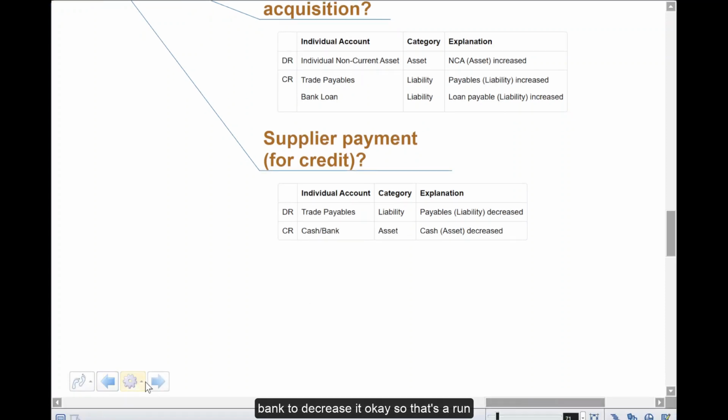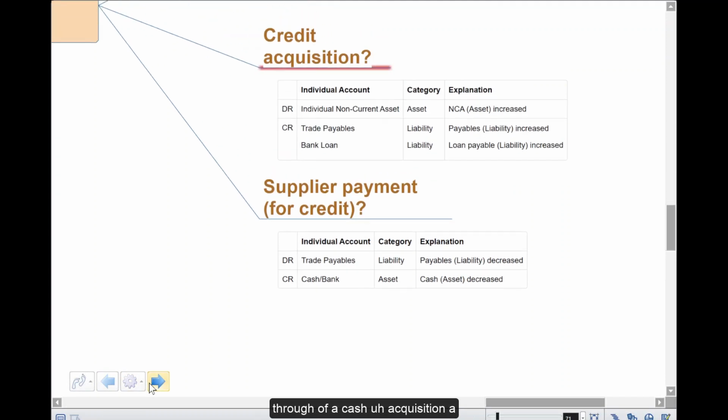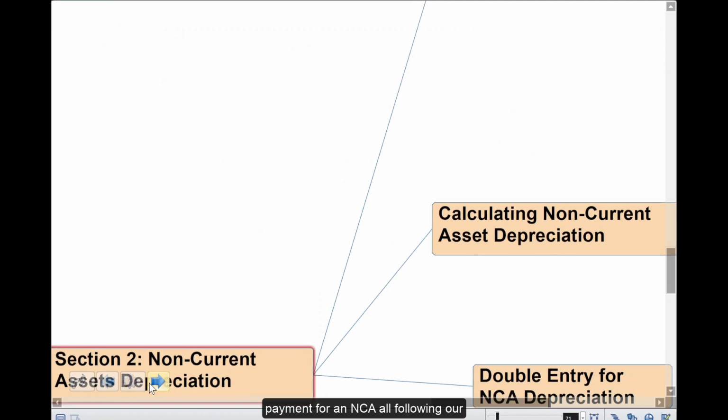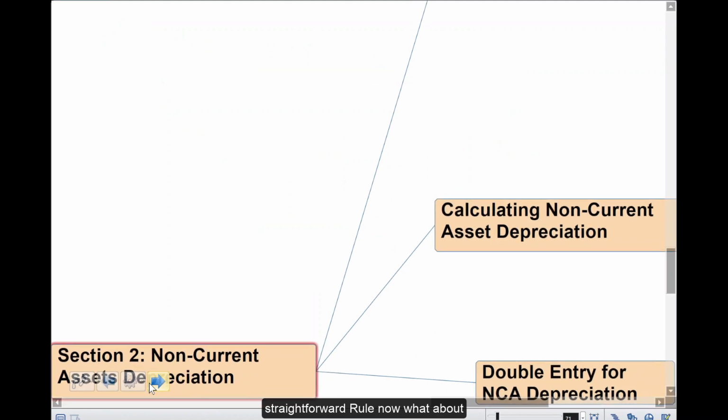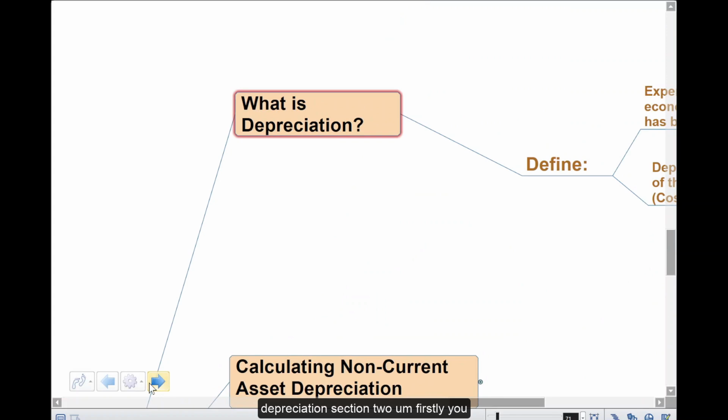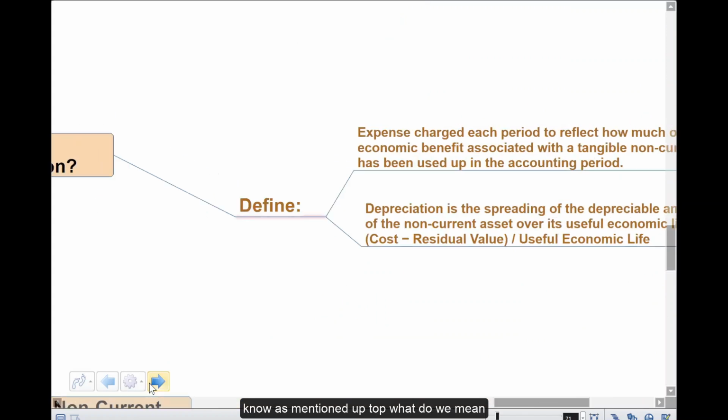Okay? So that's a run through of a cash acquisition, a credit acquisition, and indeed a supplier payment for an NCA, all following our straightforward rule. Now, what about depreciation, section 2? Firstly, as mentioned up top, what do we mean by it?